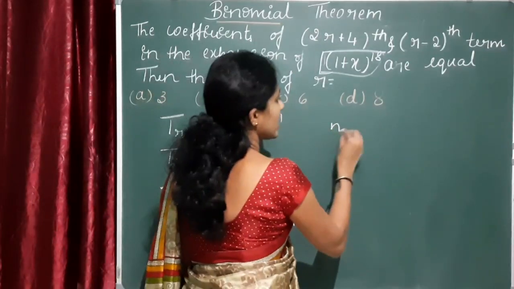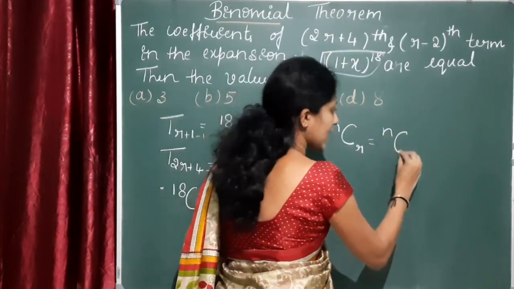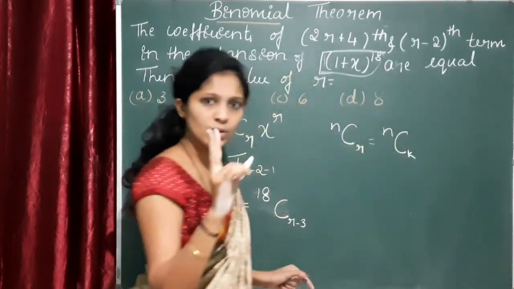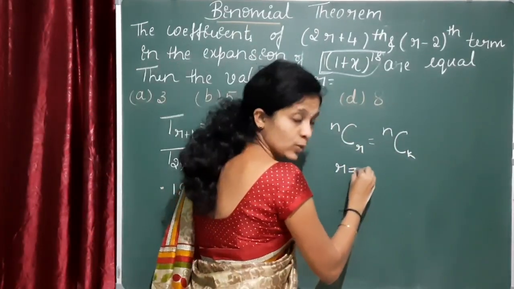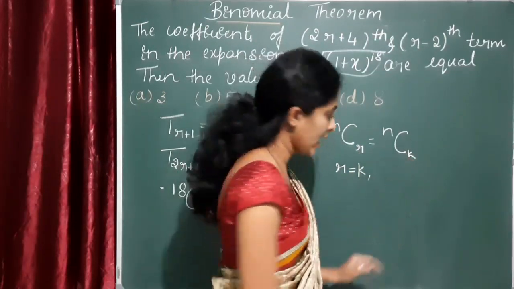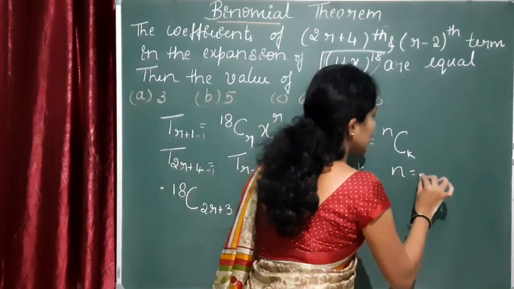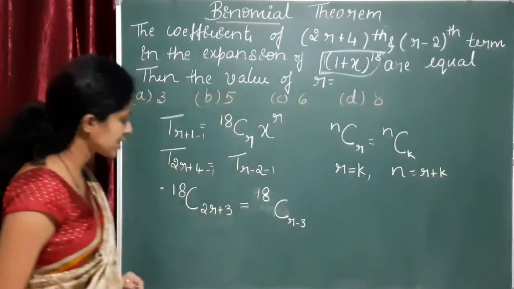You have studied this, right? In combinations, nCr equals nCk means there are two possible conditions. Either r is equal to k. This is there in your theory concept also. r is equal to k, or n is equal to r plus k. So these are the two conditions. Here, which condition is possible?